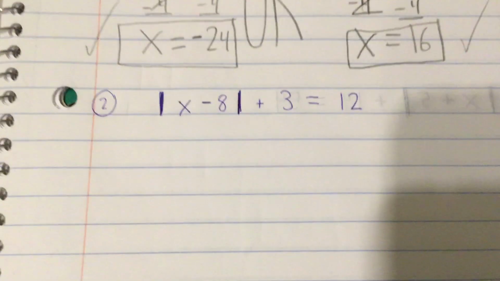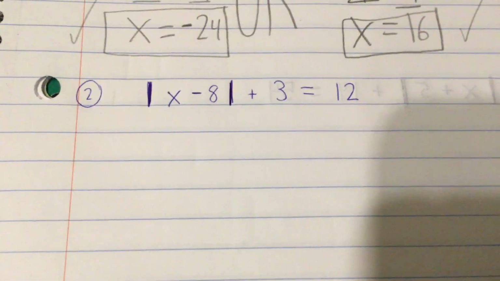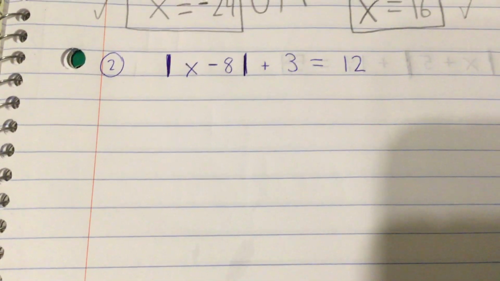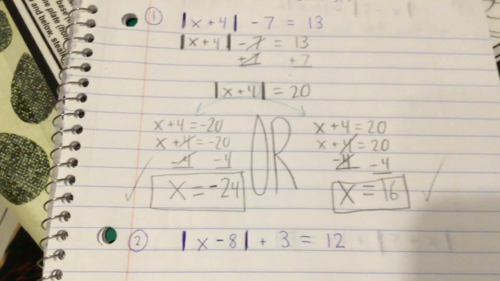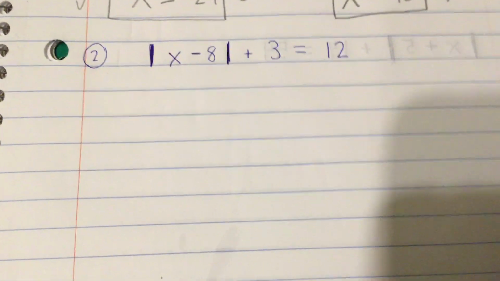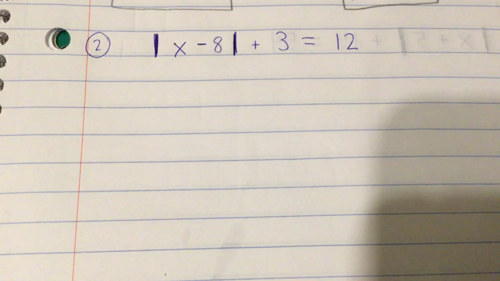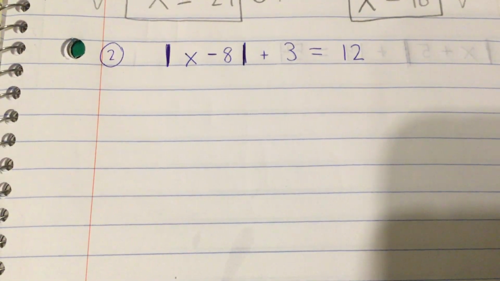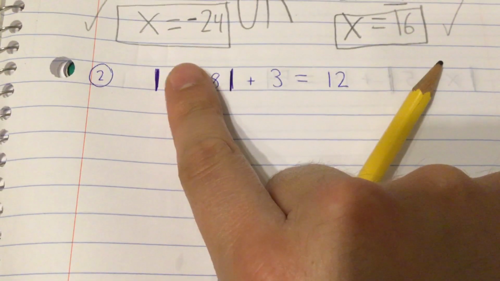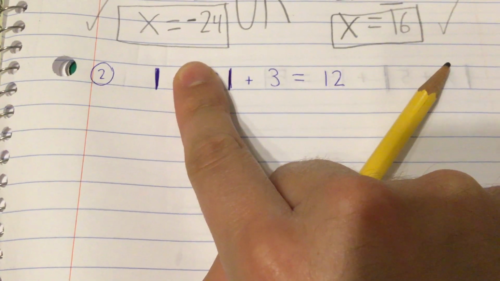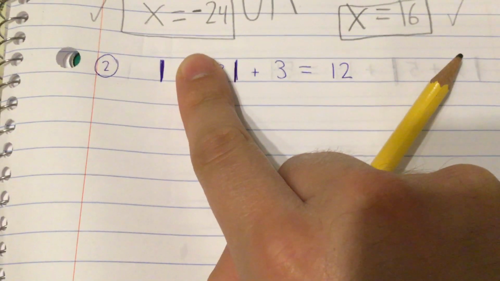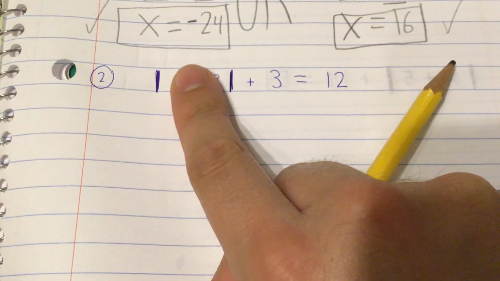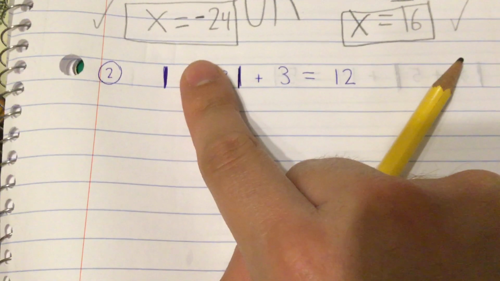All right, number 2. The absolute value of x minus 8 plus 3 is equal to 12. How do you think I undo the layers to get the bars isolated? That's right. I'm going to put a little bookmark right here and say bars plus 3 is equal to 12. I want to get bars isolated first before I do the algebra. The algebra before the algebra.